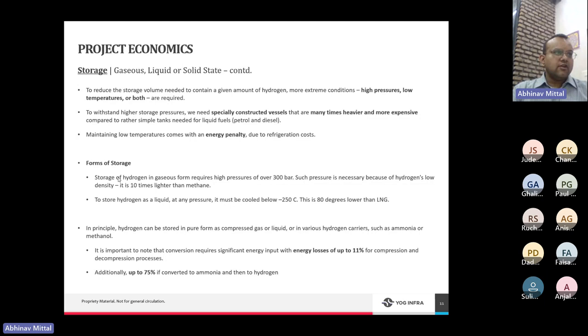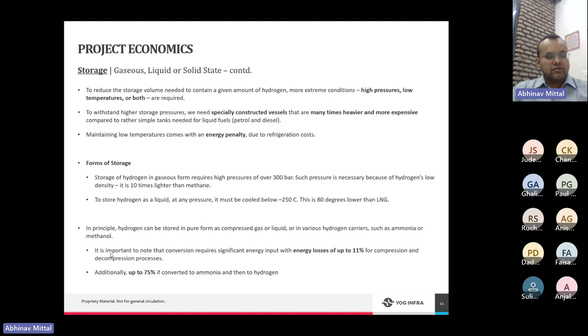As I said, for forms of storage, storage in gaseous form requires high pressures over 300 bar because hydrogen has a low density. It is 10 times lighter than methane. And to store hydrogen as a liquid, it must be cooled below minus 250 degrees Celsius, which is 80 degrees lower than LNG.